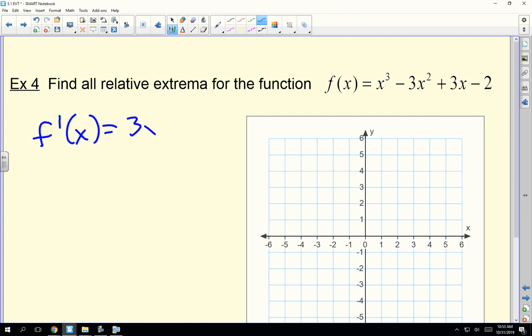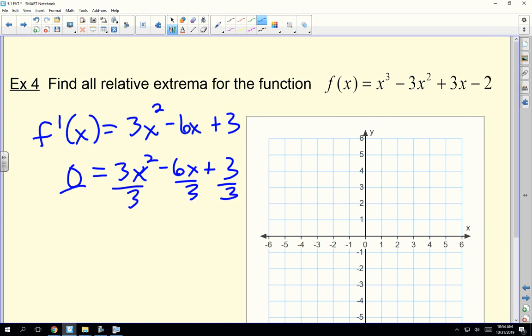The derivative of this thing is 3x squared minus 6x plus 3. There it is. So set that equal to 0. We can simplify this a little bit more. I can divide out the 3, right? We've got 0 equals x squared minus 2x plus 1. That's interesting. So how does that factor? And then we'll get our solutions.